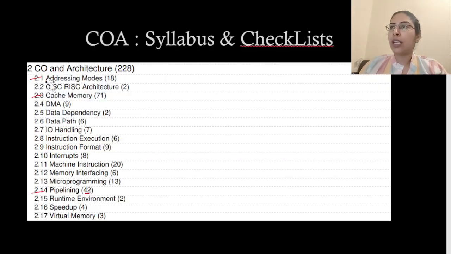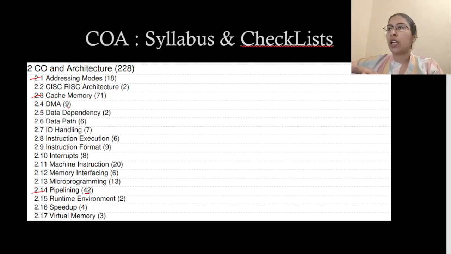Next is the COA syllabus and checklist. Let me discuss the COA syllabus and checklist. There are about 228 questions from COA. From addressing modes, there are about 18 questions. From CISC RISC architecture, there are 2 questions. From cache memory, there are 71 questions. So you can see cache memory is a very important topic as there are 71 questions from it.